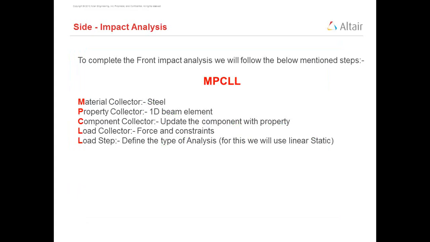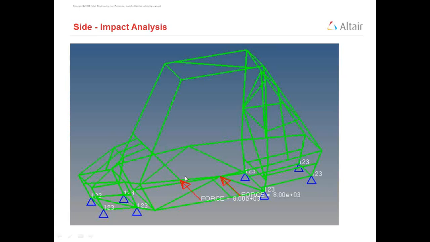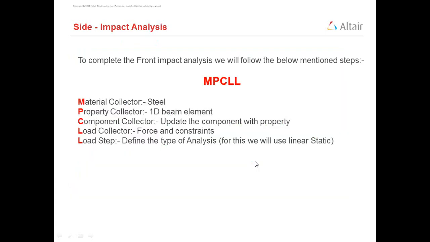First we create material as steel. We define the properties of the material as steel. Then we create a property collector for the 1D beam element. In this I will create a hollow cross section using HyperBeam, which is also embedded in the HyperWorks tool. Then we update the component collector, which is already available due to the importing of geometry. Then we create load collectors for force and constraint. If you can see here, these are the forces I have applied. So we will create two collectors, one for forces and a different one for constraint.